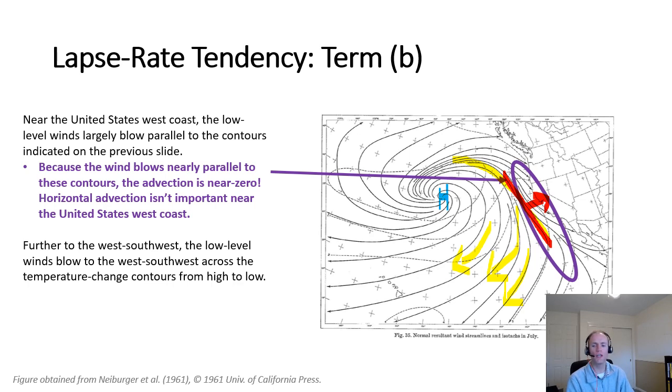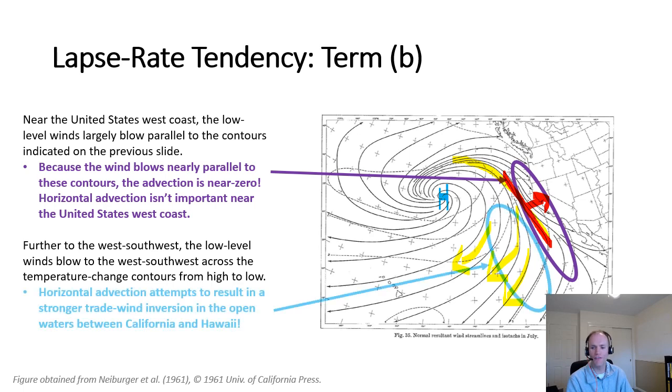And so consequently, we're trying to advect the larger potential temperature increases, the stronger inversion further to the south and to the west. So ultimately, this horizontal advection attempts to result in a stronger trade wind inversion over these open waters between California and Hawaii, blowing from large values of lapse rate toward lower values of lapse rate. And that's ultimately the key contribution from this term.